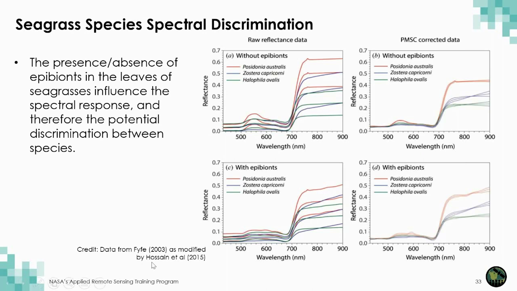These graphs here show a comparison of raw and corrected spectral signatures collected with a field spectroradiometer of three different seagrass species. The immediate effect that we can see here is the flattening of the curve, particularly in the green region, of those leaves that are colonized by epibionts. Interestingly, the effect may vary apparently depending on the amount or type of organism colonizing the plant leaves.